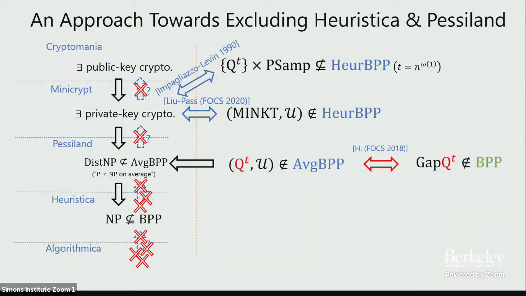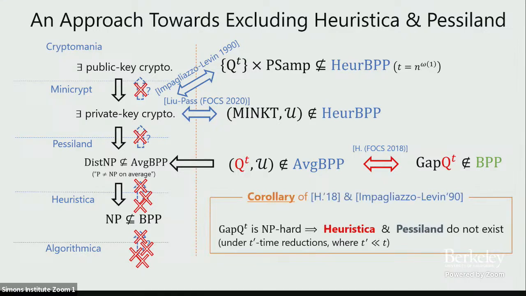So by combining these results, we can describe a previous approach towards eliminating both Heuristica and Pessiland. This worst case to average case reduction actually works for Qt as well. So if we could prove that gap Qt, which is an approximation problem of Qt, is NP-hard, then we can eliminate both Heuristica and Pessiland. But unfortunately, there is a small gap between the notions of average case complexity, and this doesn't imply that the worst case hardness of NP implies one-way functions.